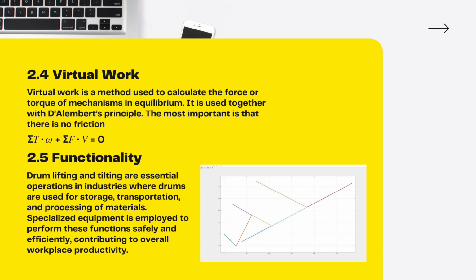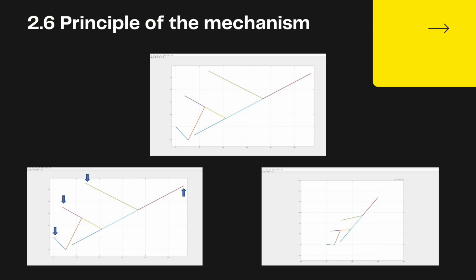Next is functionality. Drum lifting and tilting are essential operations in industries where drums are used for storage, transportation, and processing of materials. Specialized equipment is employed to perform this function safely and efficiently, contributing to overall workplace productivity. And for the principle of the mechanism, in the lifting mechanism, a lifting mechanism is employed to raise the drum from the ground to a desired height.